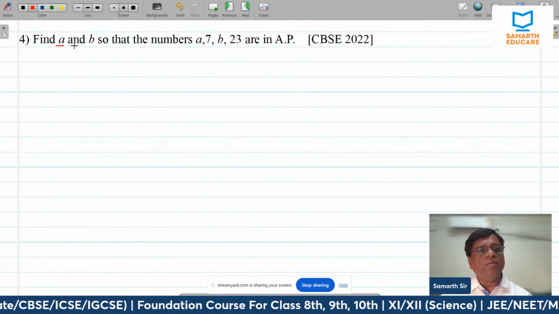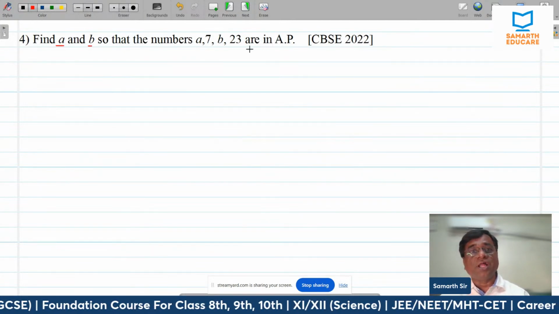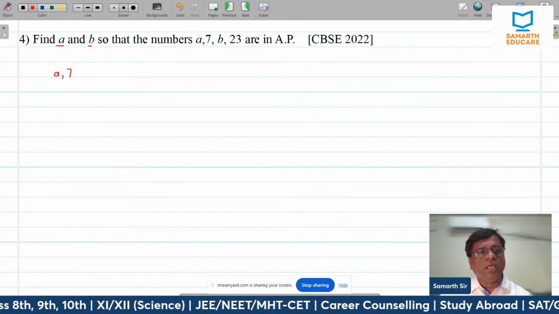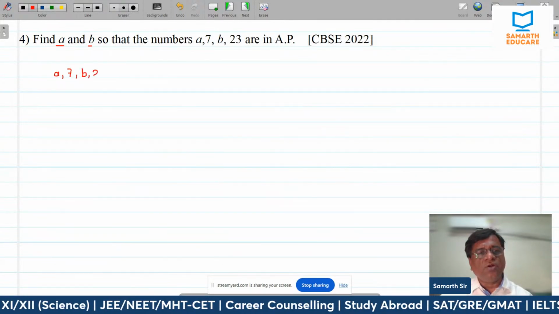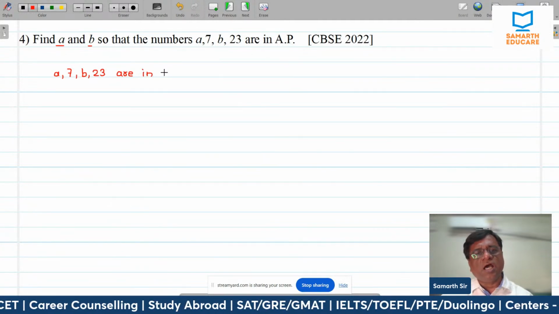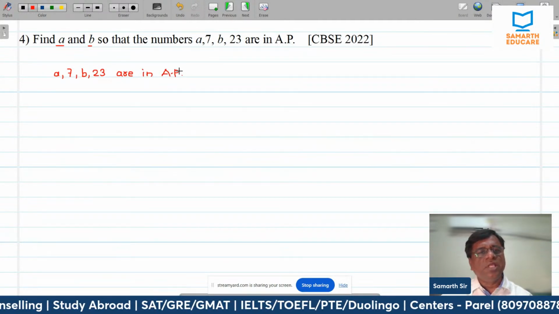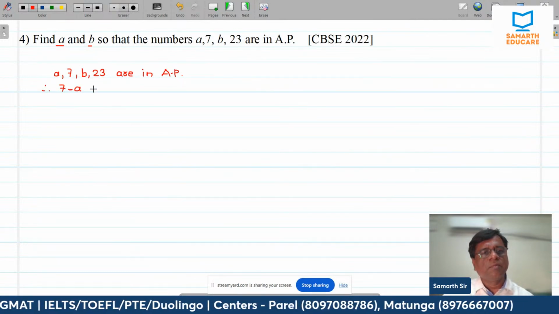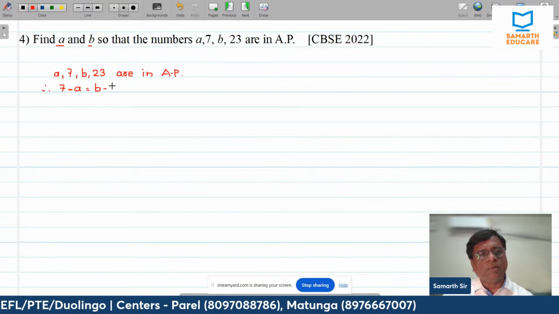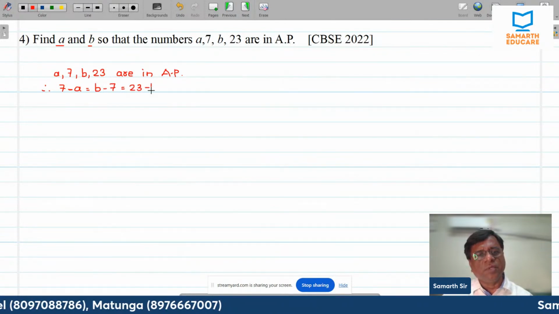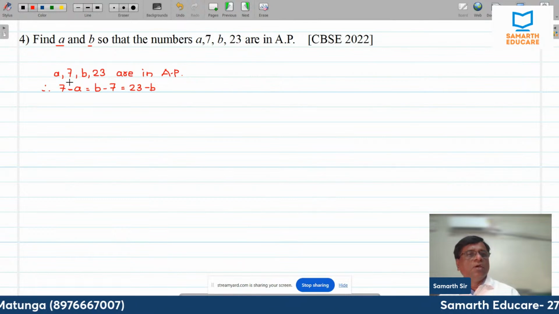So find a and b so that these three, or rather four numbers, a, 7, b and 23, are in AP. The meaning of this is 7 minus a is equal to b minus 7, is equal to 23 minus b. Now we have to solve one by one.